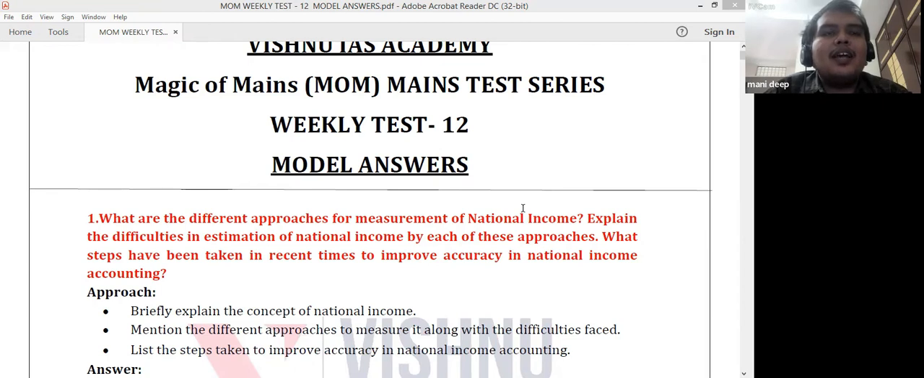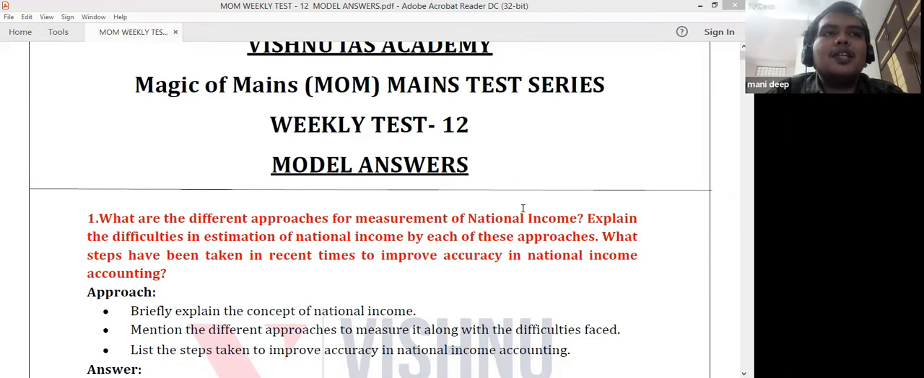Like every question in every test, in this test also we'll discuss what are the parts of the question that need to be answered, what is the structure that needs to be followed, what is the content that should be kept inside, and what are the points that you should write to get extra marks. In that manner, we'll continue the same discussion for this test also.